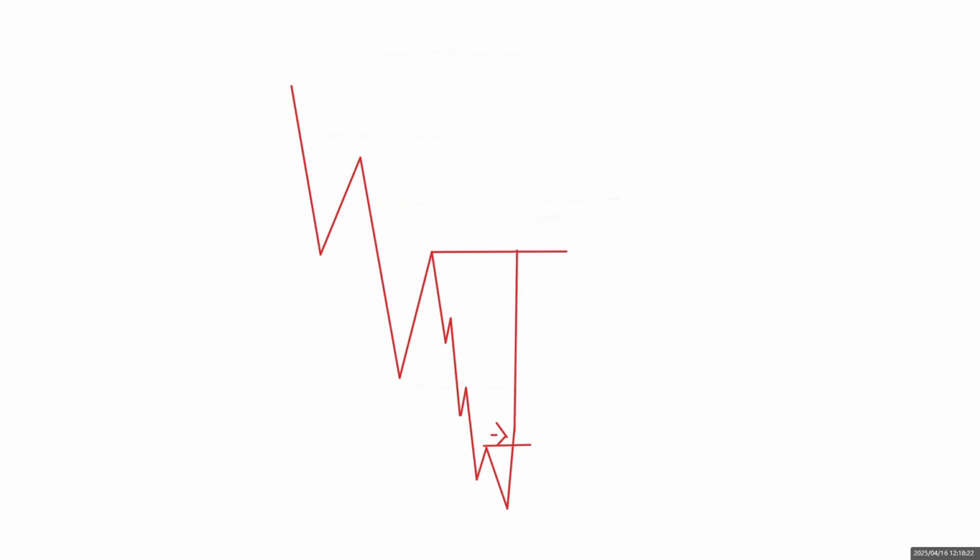Okay, so what about the other rule? The other rule states that a break of a big fractal affects all the small fractals behind it. For example, these are small fractals, and we now see price establish a big fractal here, and price now eventually breaks the big fractal here.